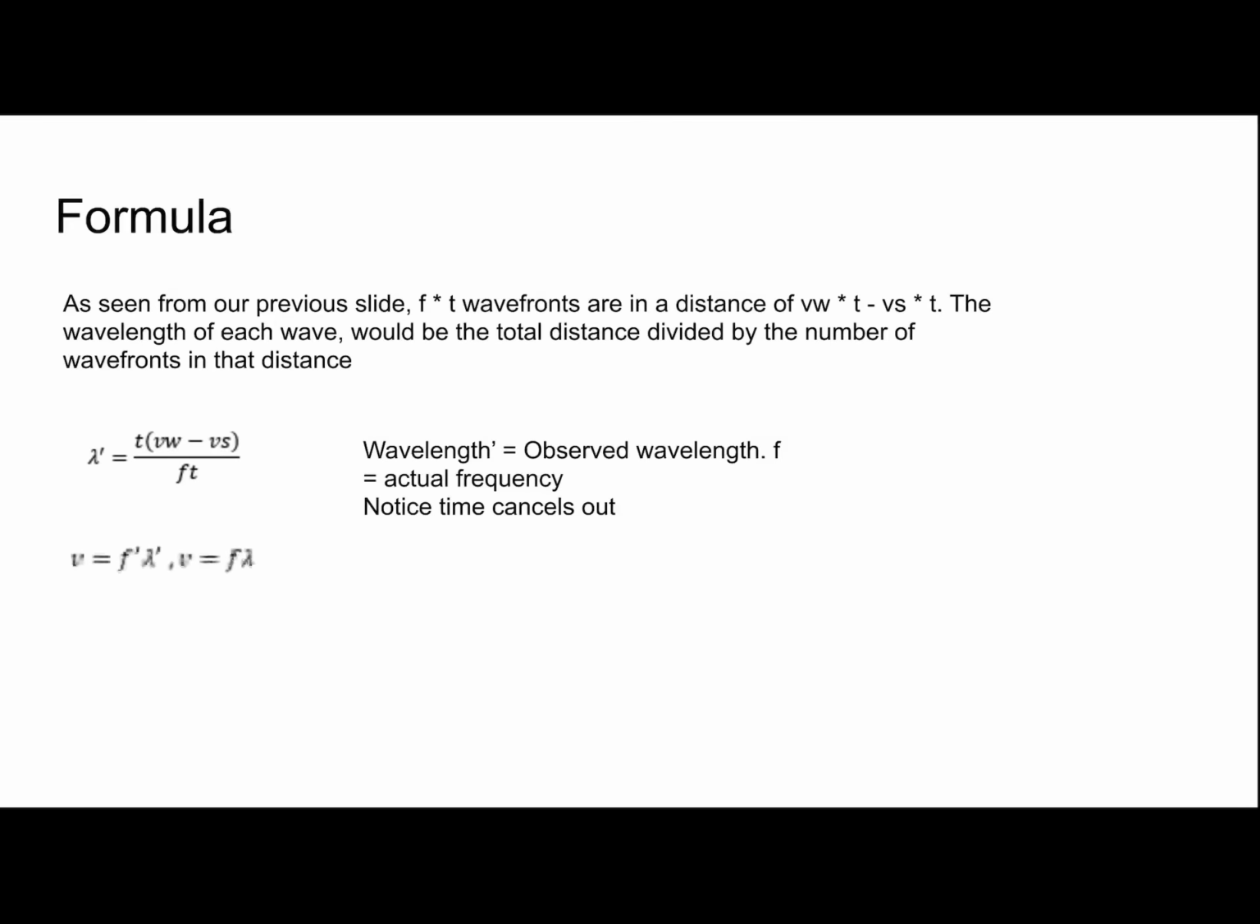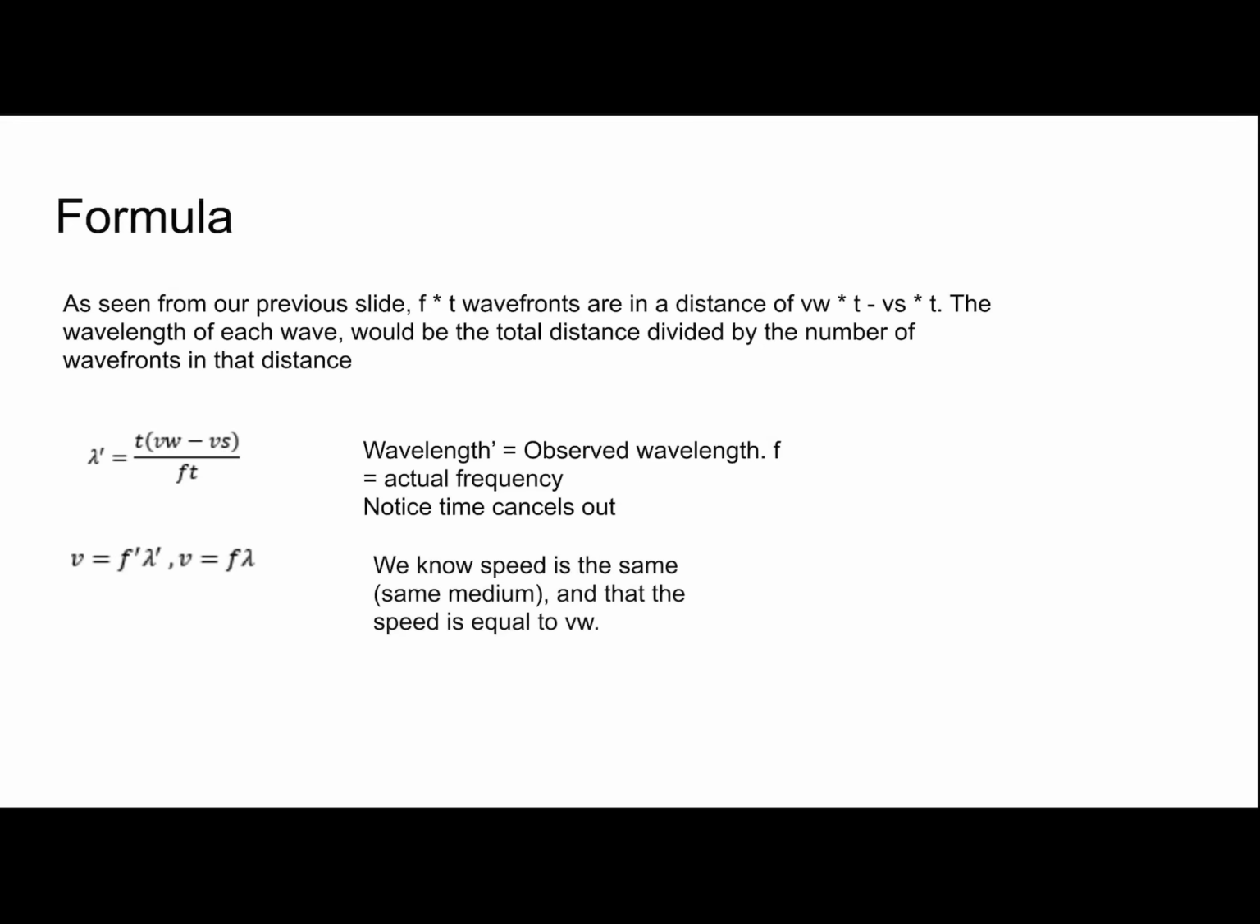We know our wave speed stays the same because the speed of the waves is a property of the medium. If it's in the same medium, it's going to be moving at the same speed. Therefore, v is equal to our observed frequency times our observed wavelength, and v also equals our actual frequency times our actual wavelength, because v is the same.